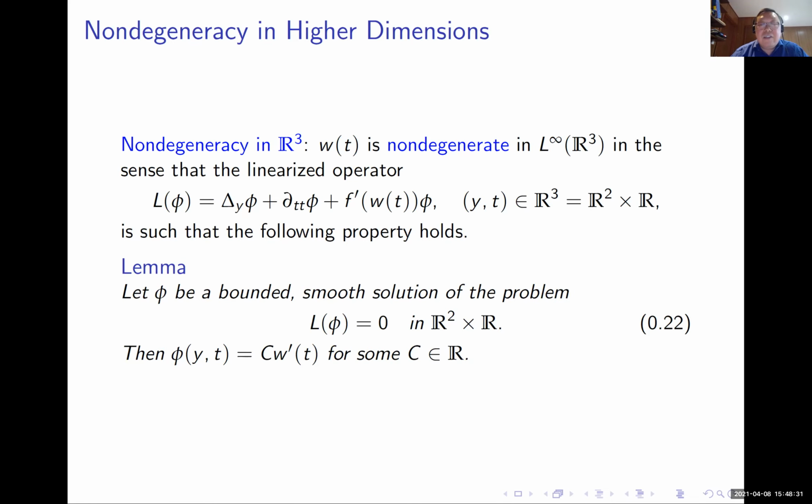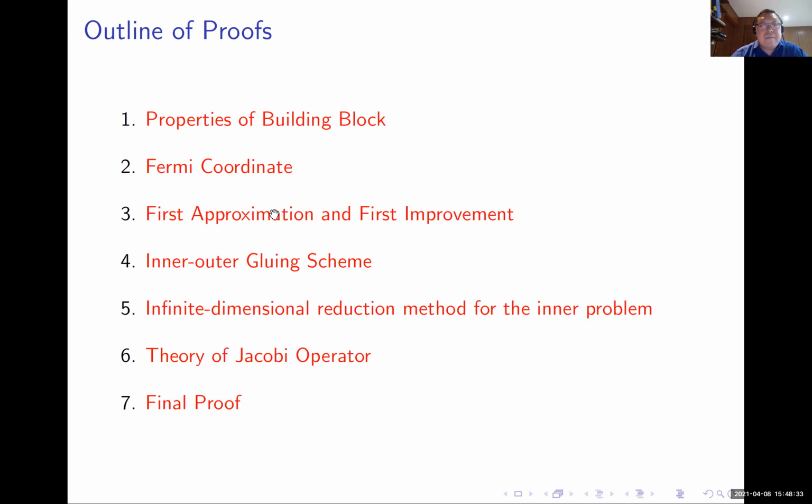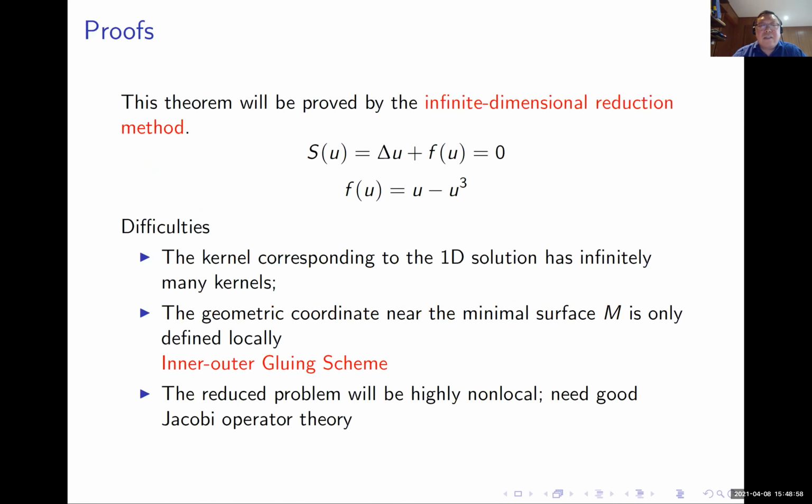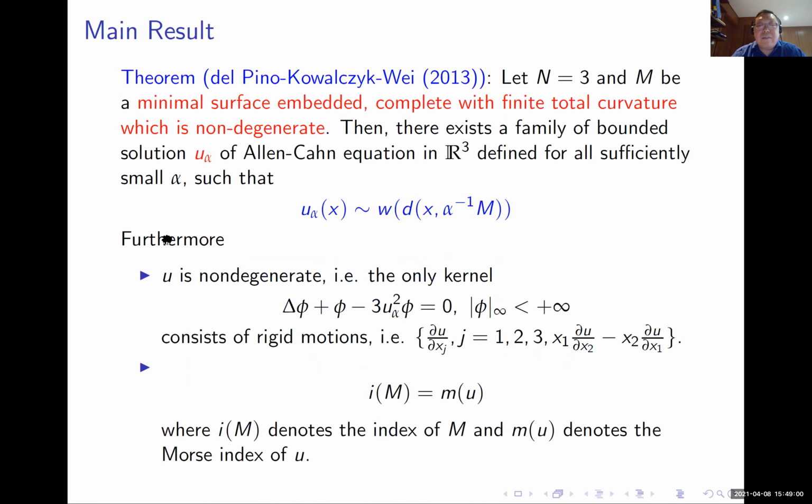Next week, I'm going to introduce what the Fermi coordinate is, and then we're going to do some computation in Fermi coordinates: first approximation, first improvement. Then I will introduce the inner-outer gluing scheme, the infinite dimensional reduction, and the theory of Jacobi vectors, and prove the main theorem, which is this one. This is the main theorem we're going to prove next time. So maybe I stop here today.